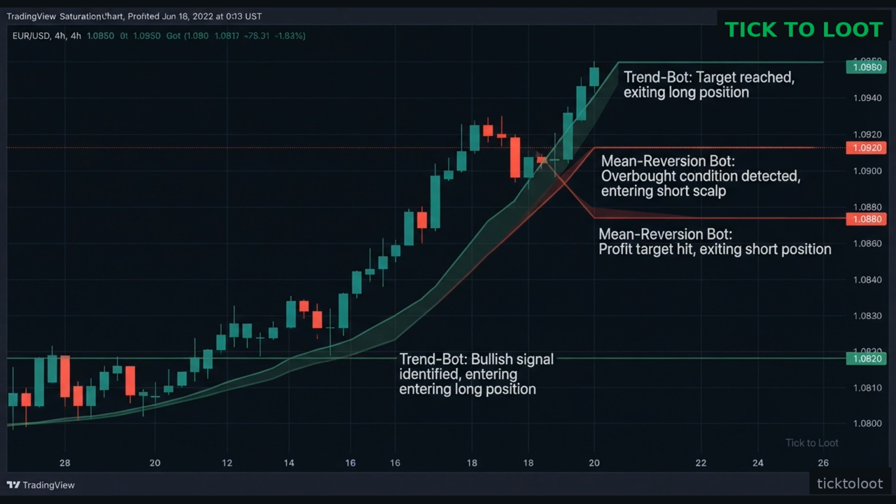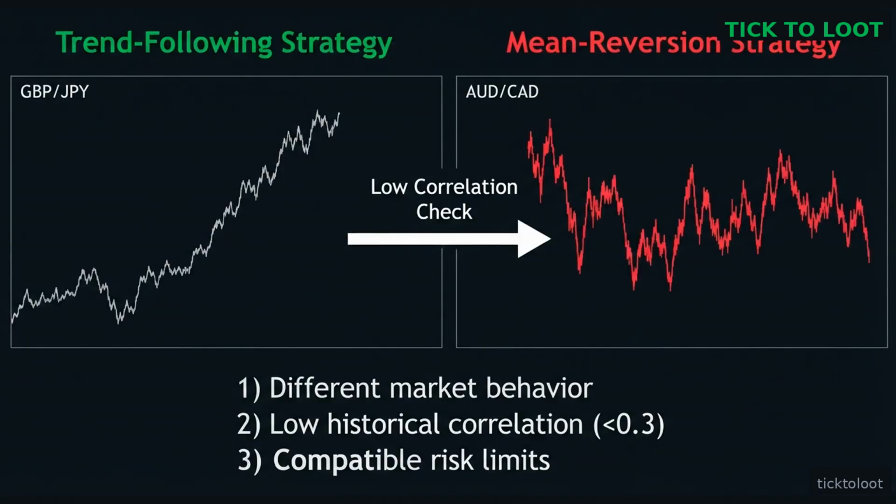By combining them, you capture profit from the main uptrend while also harvesting the small wiggles that happen along the way. This simple pairing shows how diversification can smooth out the ups and downs of a single strategy, giving you a steadier overall result. Now that we've seen how two bots can complement each other, let's walk through a step-by-step process for selecting the right pair of strategies, even if you've never written a line of code before.